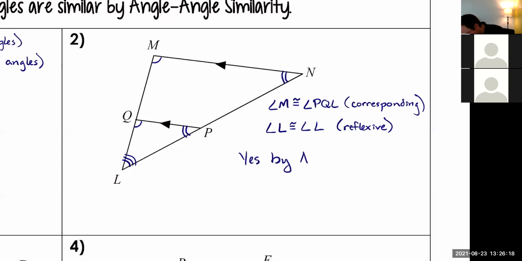by angle-angle similarity, we can say that triangle, here's where I need to be careful, I'm going to go QPL is similar to triangle MNL.